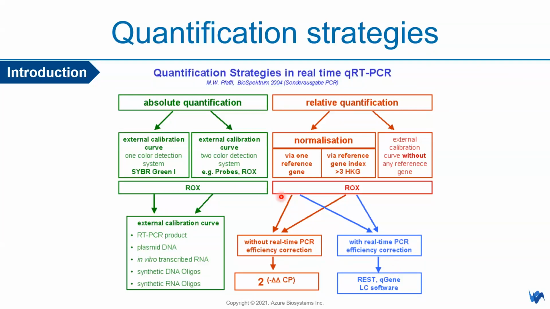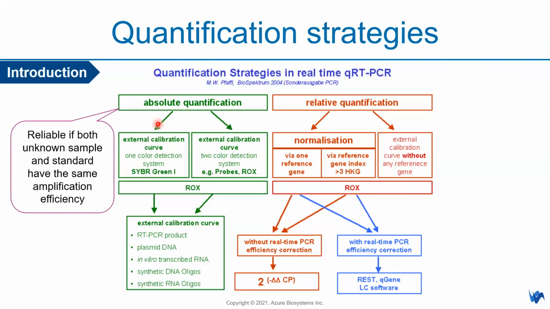All right, so the reliability of an absolute quantification real-time PCR assay depends on a condition. It will be very reliable if both the unknown sample and the standard, the target of interest, the target gene, have the same amplification efficiency. So this is very true. We're talking about qPCR efficiency, what it is.